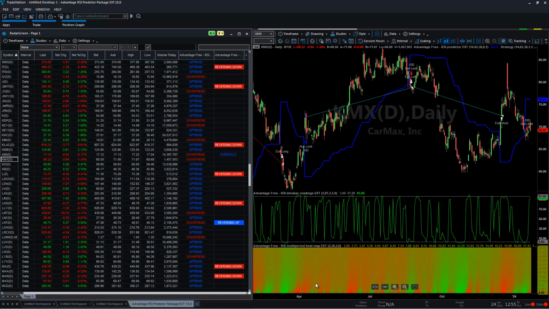Okay, that's the heat map. So let's take a look at the full radar screen. So what do you have here in the radar screen? The first column is a simple uptrend or downtrend. So let's go to maybe Apple.